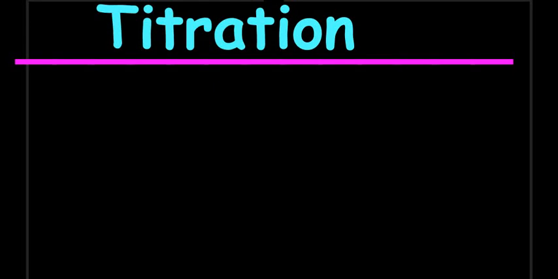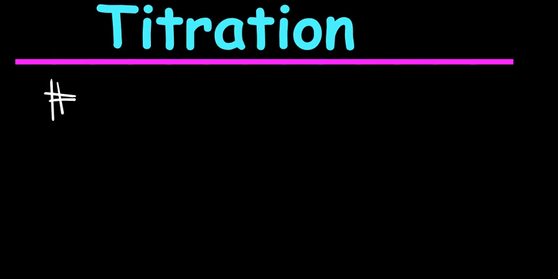Titration is one of the key laboratory techniques that you're supposed to understand in chemistry. Now, what is titration? In simple terms, you're trying to determine the concentration of what you don't know using the concentration of what you know. That is in simple terms. So what do we mean? It is a quantitative chemical analysis that is used to determine the concentration of an unknown solution.